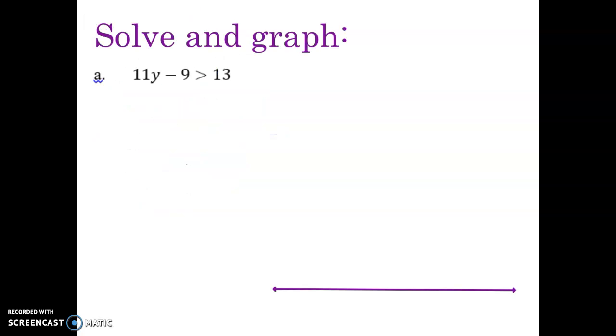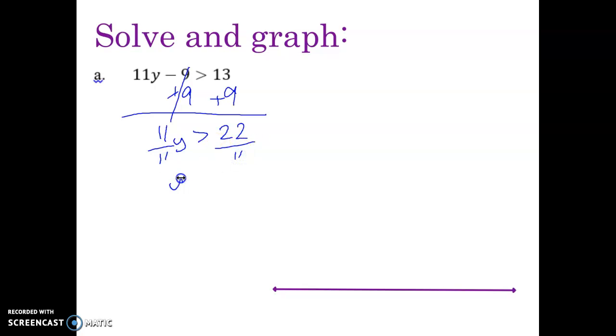All right, let's move into inequalities. We're going to basically do this the same as equations. That's why we practice those first, with the exception of that one step that I asked you to write on your paper. So let's work to get y by itself. I'm going to add 9 to both sides because positive 9 and negative 9 cancel out. And I'm going to divide both sides by 11. Y is greater than 2.